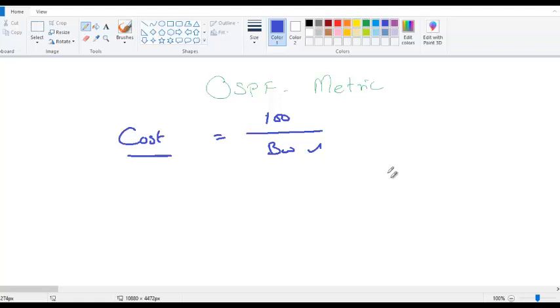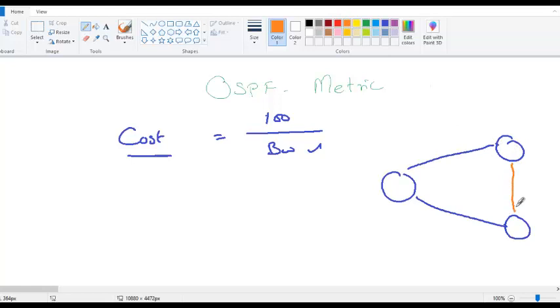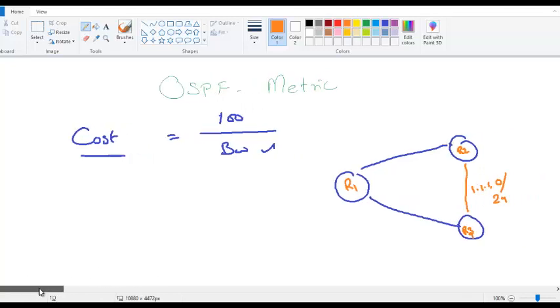For example, it's a simple topology I'm drawing, and you want to go to this network. Let's say this network is 1.1.1.0/24. Router 1, to reach 1.1.1.1, it can go via router 2 or it can go via router 3. It may take any one of these paths.